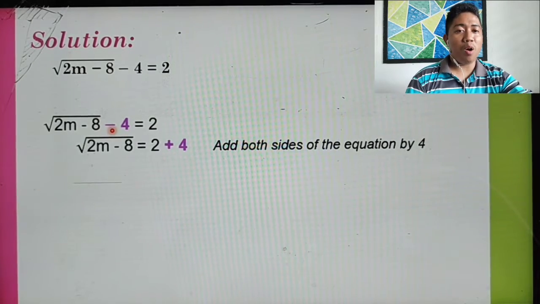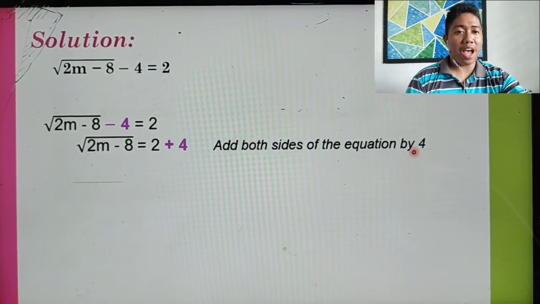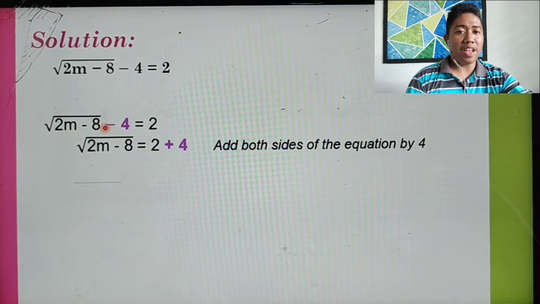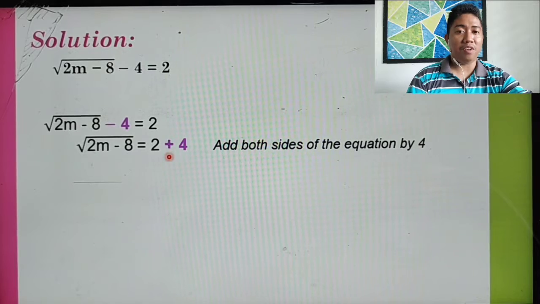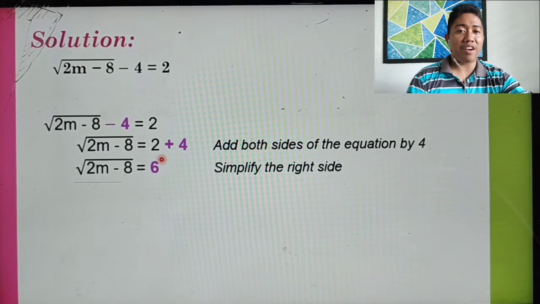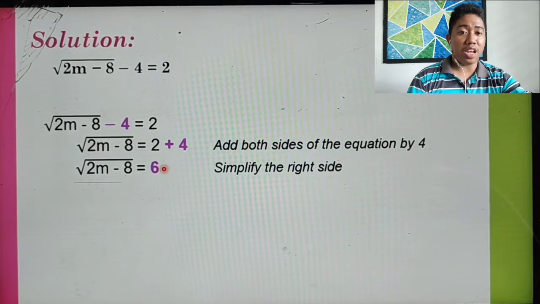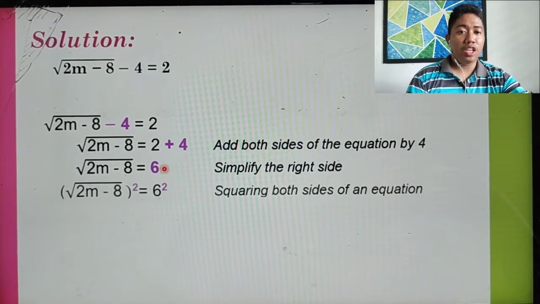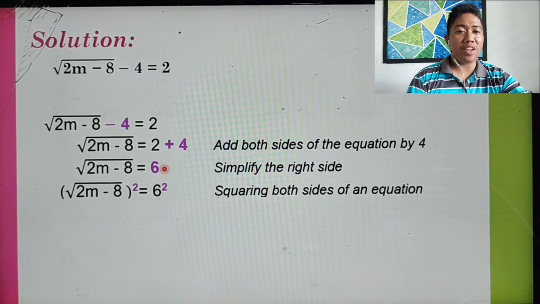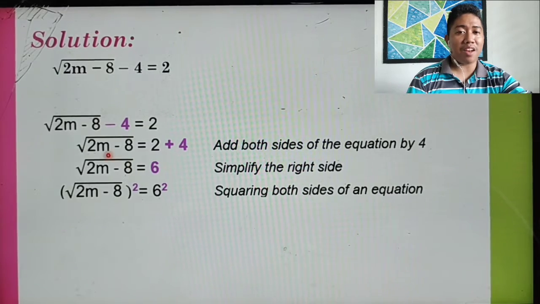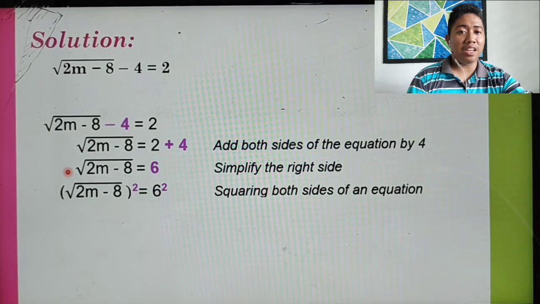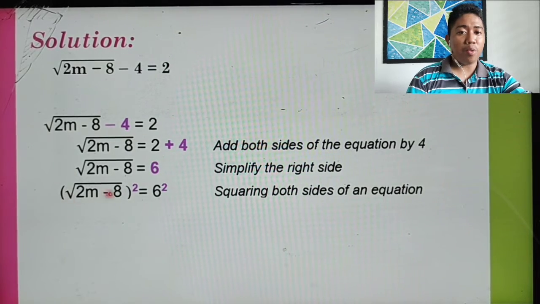So in order to isolate the constants from the variables, we have to add 4 to both sides of the equation. So negative 4 transfers to the other side of the equation, and it becomes positive 4. And then you'll be able to simplify the right side of the equation. So 2 plus 4 is equal to 6. After that, you will square both sides of the equation since the left side has a radical sign. So in order to eliminate the radical sign, we square both sides.